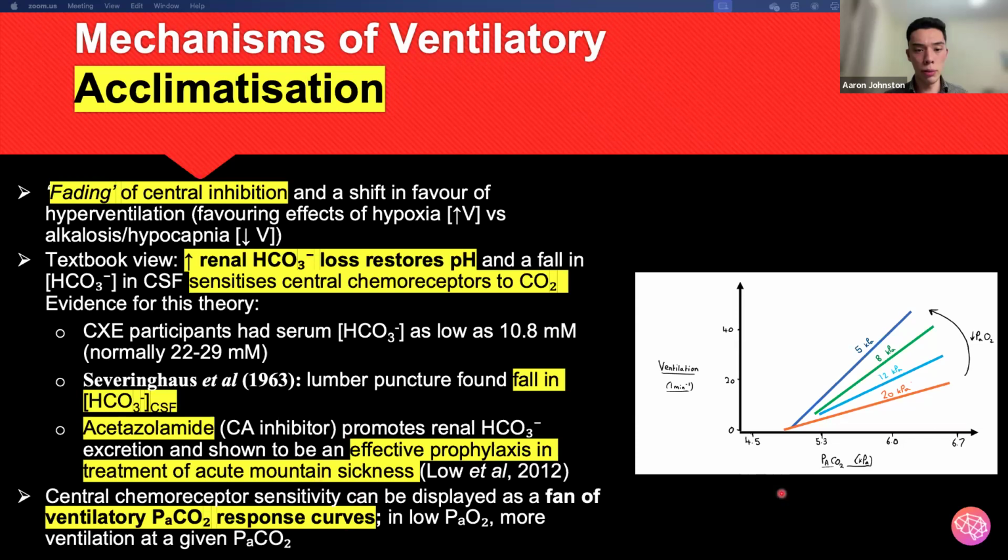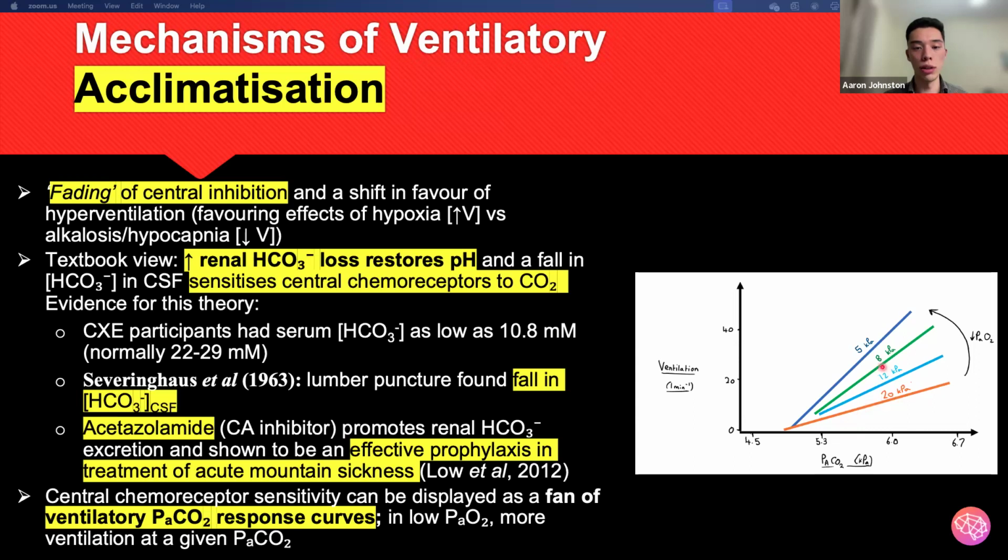And this graph you might have seen as well from your lectures. I've just recreated it here. Central chemoreceptor sensitivity can be displayed essentially as a fan of these ventilatory PaCO2 curves. What that means is that the ventilatory response to changes in CO2 is much more sensitive in the context of hypoxia. When we have normal arterial content of oxygen, we've got a quite shallow response. So basically, we need to get a lot of CO2 before we're going to be massively increasing our ventilation.